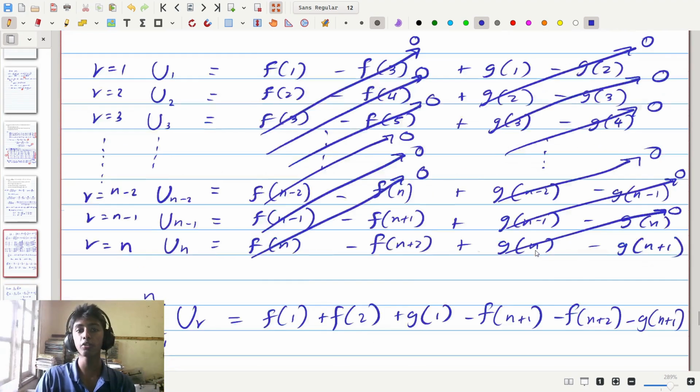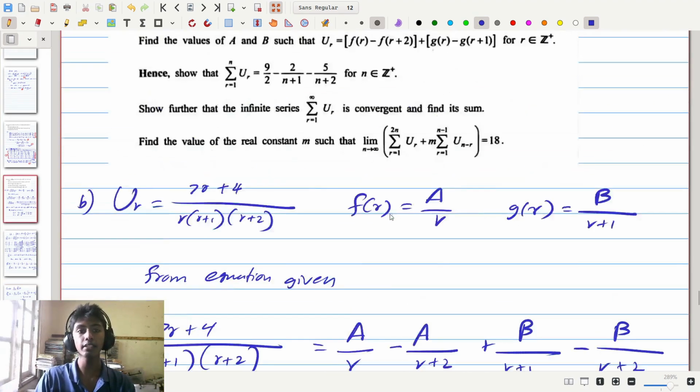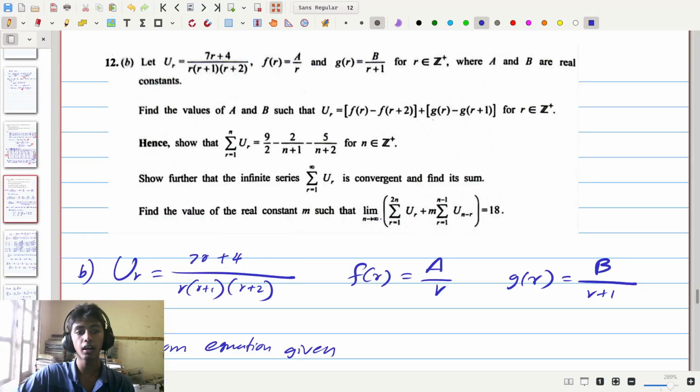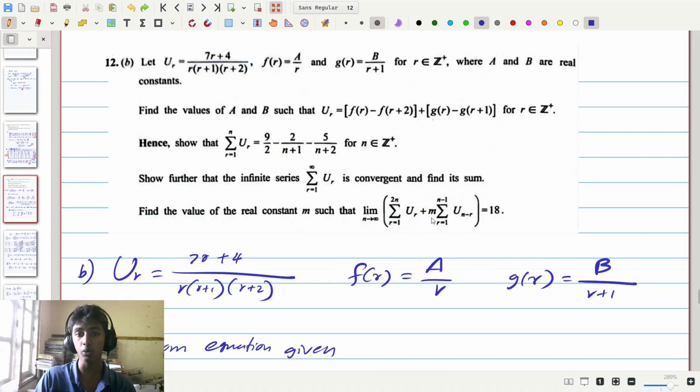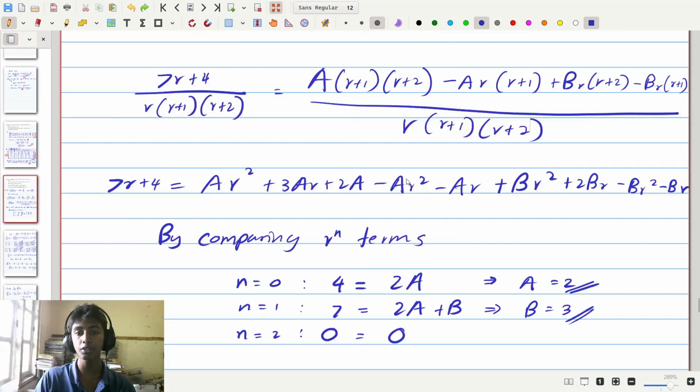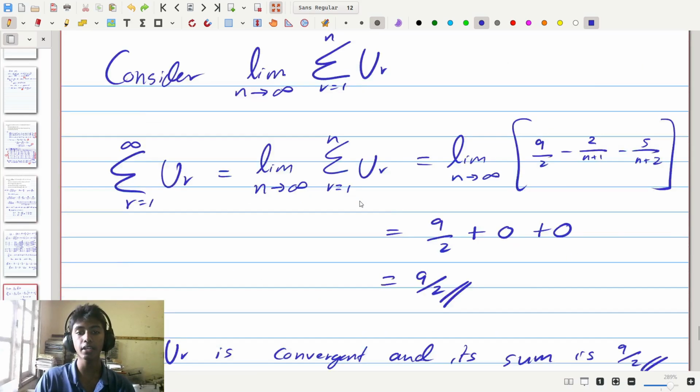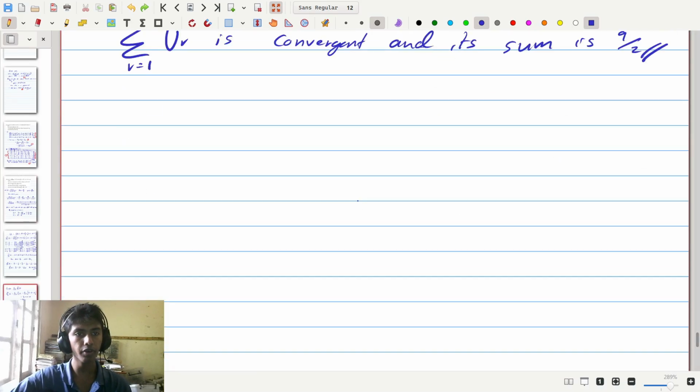Now in the last part of the question, they are saying hence we need to find the real constant m such that the limit as n approaches infinity of all of this stuff here is equal to 18. So to solve that, what we're going to do is rewrite this limit down there and consider what the sums are equal to, and then using that we're going to consider what m should be equal to.